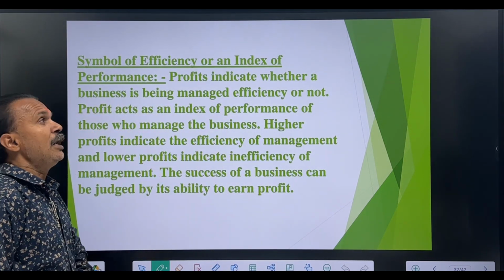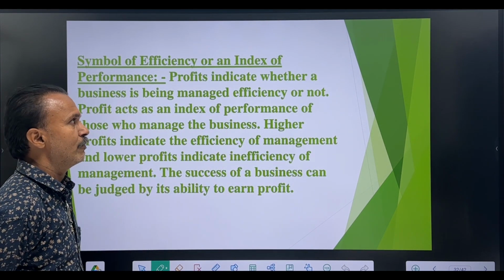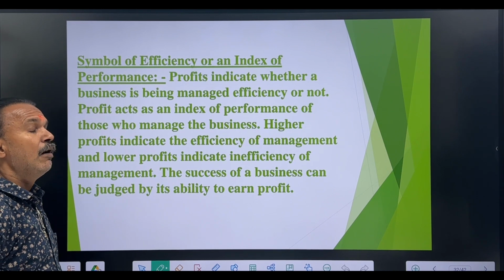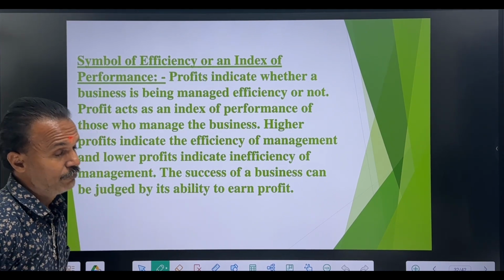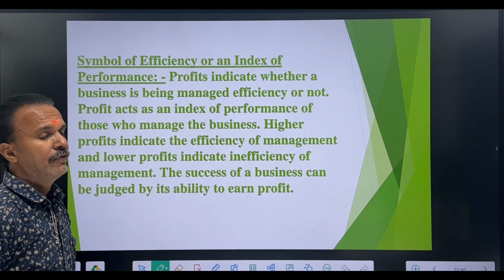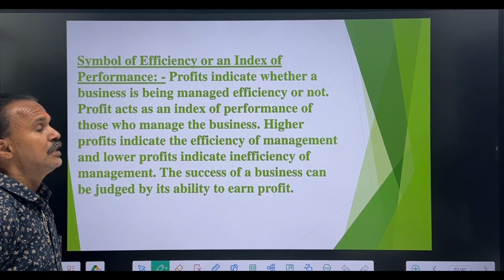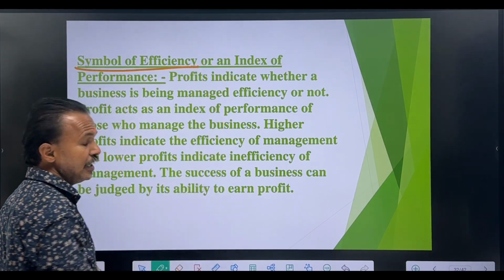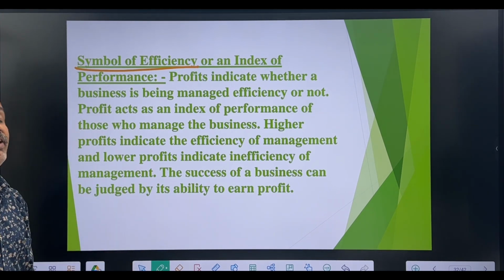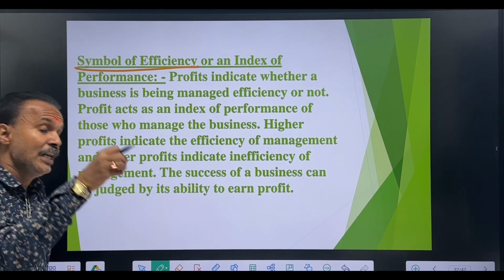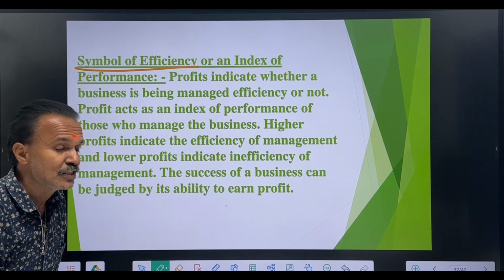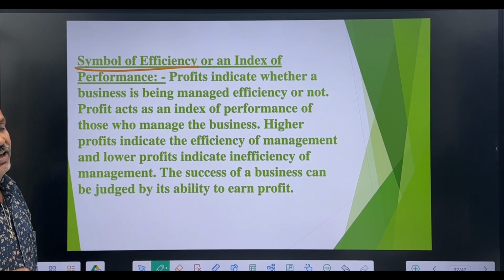Next, symbol of efficiency or index of performance. Profit indicates whether a business is being managed well or not. When a businessman earns profit, that means all things are done very well. When the business is involved in a loss, that means these things are not being done very well. So profit is the symbol of efficiency, whether the business is efficient or not. When a business earns profit, it is doing very efficiently. But when the businessman is involved in a loss, that means the business is not doing very well, or is working in an inefficient manner.